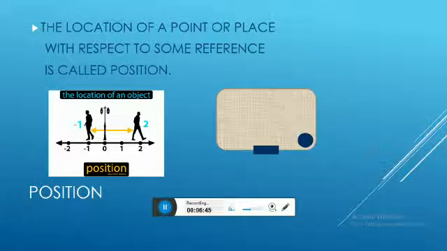So when you are saying I am sitting on the right side of my room, it means you are telling me your position. You are describing to me the position where you are sitting now. On the left side of the figure, which also describes the position.